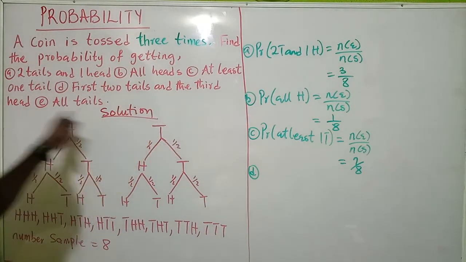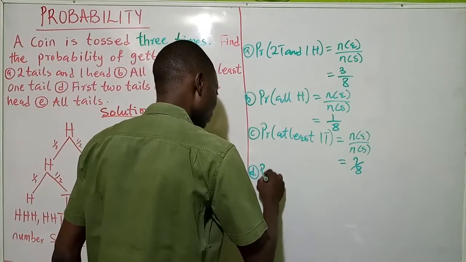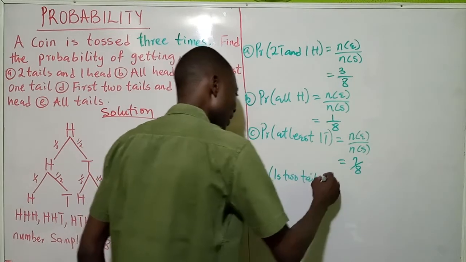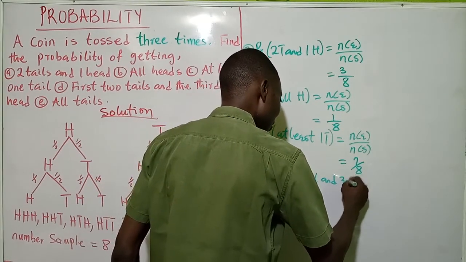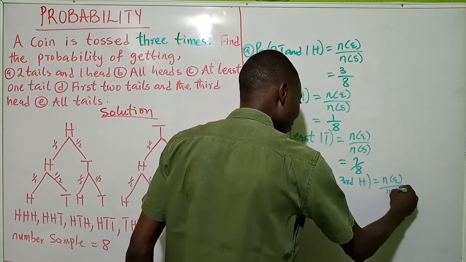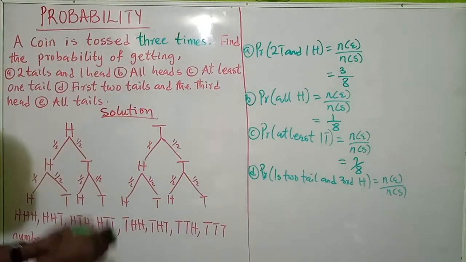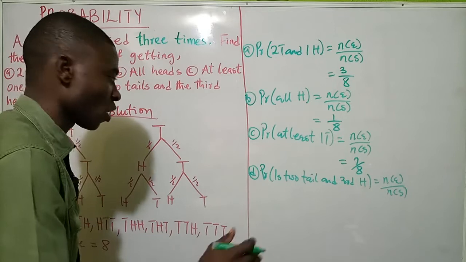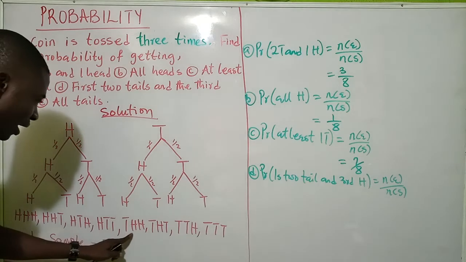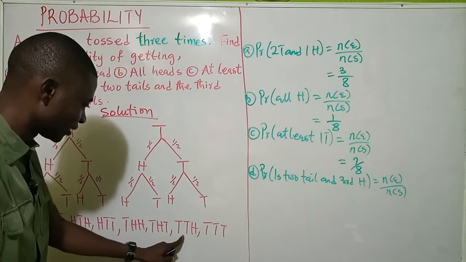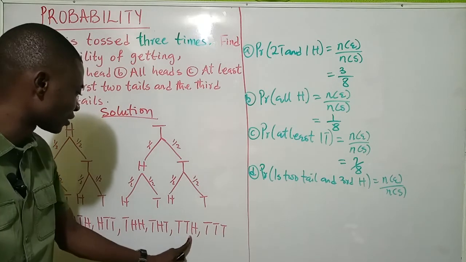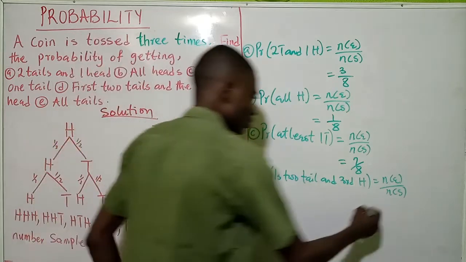First 2 tails and the 3rd head. So the probability: the first 2 must be tail and the 3rd will be head. Number of events over number of sample space. That means the first 2 must be tail and then the 3rd one will be head. So let's look at it. This is it. First 2 are tail and the last one is head. That's how many? We have only 1 in this. 1.